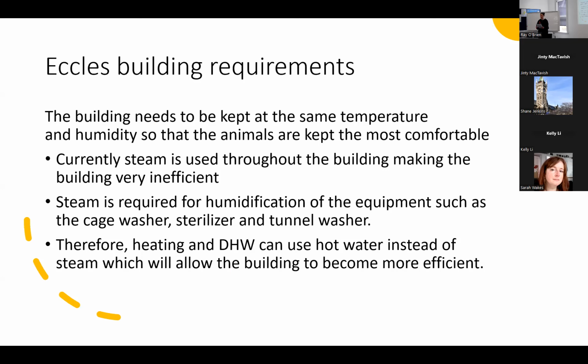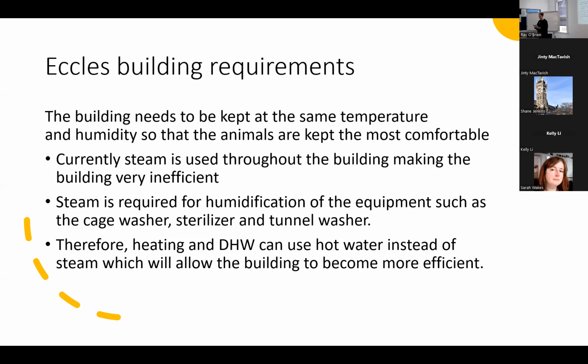Now that the Eccles building has been decided, we must look at the requirements needed for smooth operation. Humidification and equipment such as cage washer, sterilizer, and tunnel washer all require steam, whereas heating and district hot water does not require steam. Currently, the entire Eccles building is run on steam, even though only some components do need steam. This makes for some inefficiencies in the system.